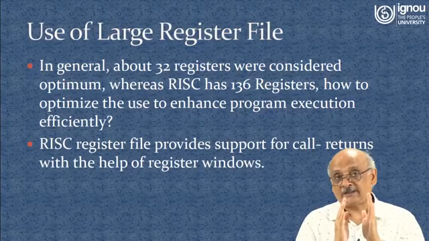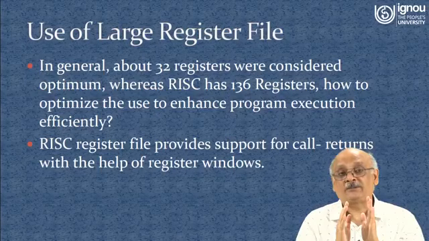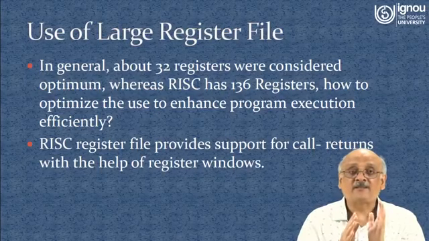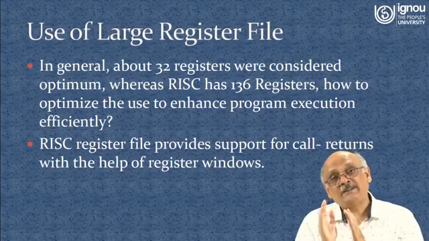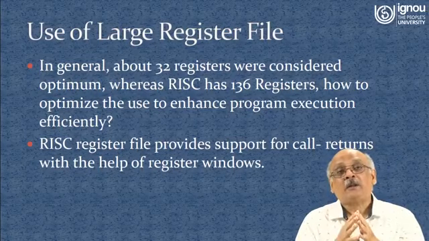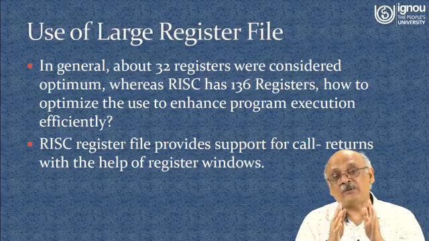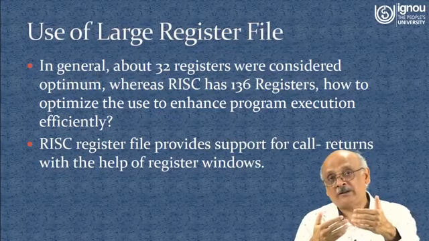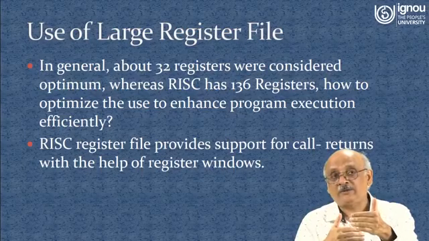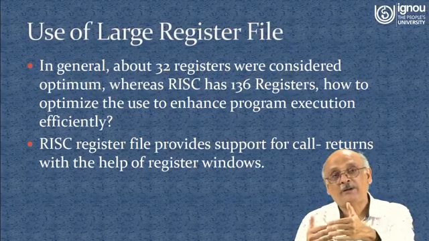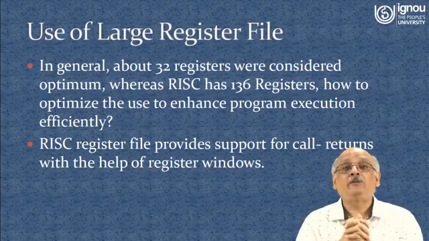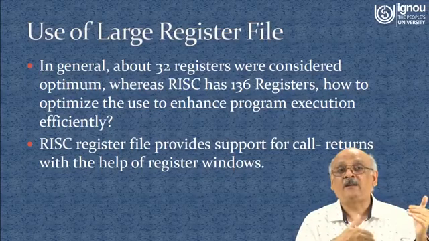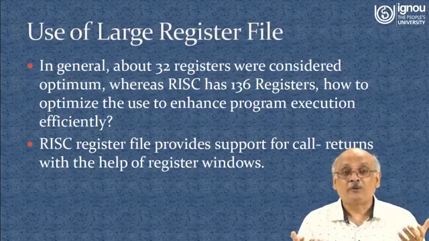Now this is one of the most important concepts. In fact, there are two important concepts in RISC. One is this large register file and the second one is pipelining. The concept goes very simply: only 32 registers are required at a time for optimizing the execution of a particular program. So what do we do with the others? We have a large register file, but no use for it.